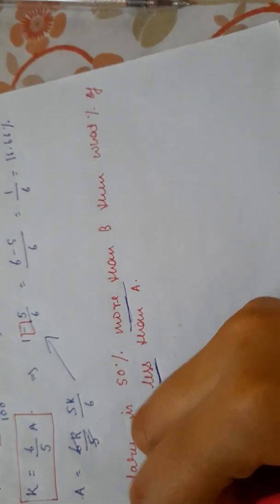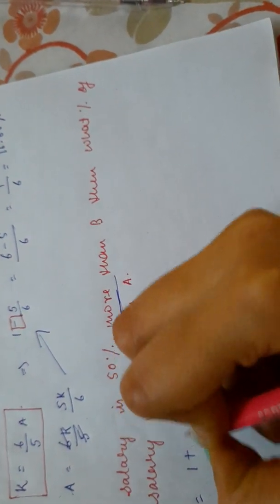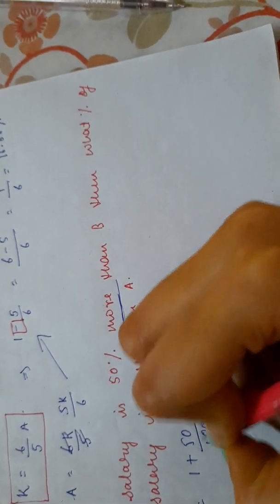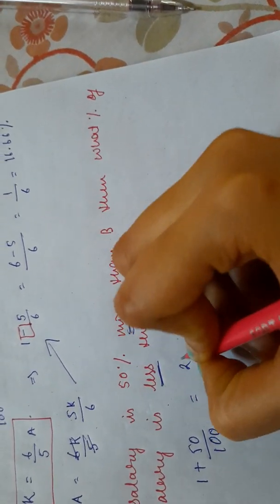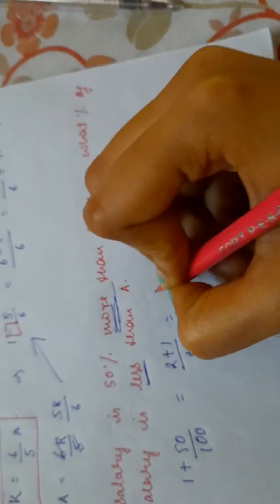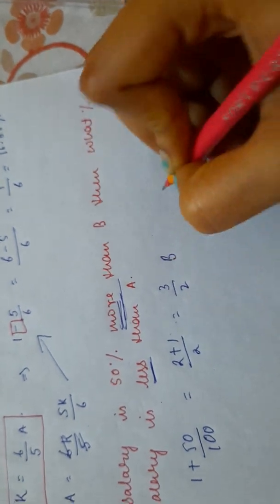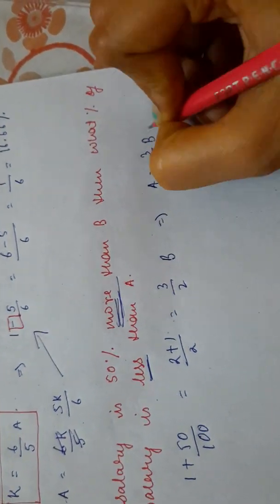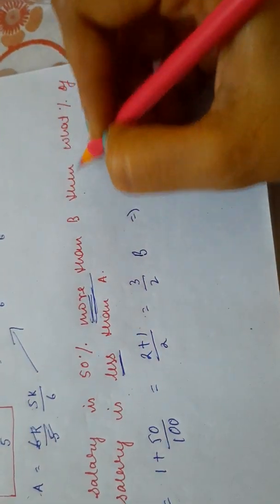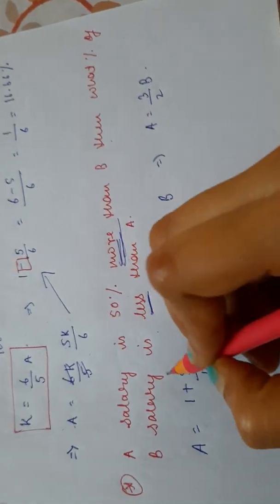You know A is equal to 1 plus 50 by 100, plus, because it said more than B. So we got 2 plus 1 by 2, that is 3 by 2 B. Now my equation forms A is equal to 3 by 2 B. But what I have to find? I have to find what percentage of B's salary.